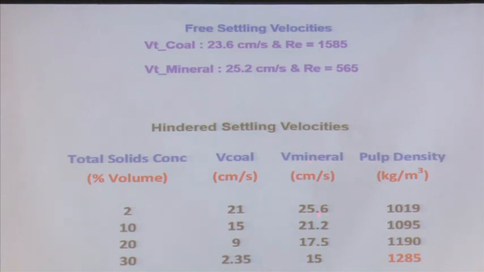Then minerals is 25.6 centimeter per second, there is some problem here. Why is it even higher with mineral? There is some problem with this number, so there may be a typo. It should be marginally lower, 24.6 or something like that. So, the 5 is basically a typo. It should be 24.6 or something, and the pulp density is becoming 1019.